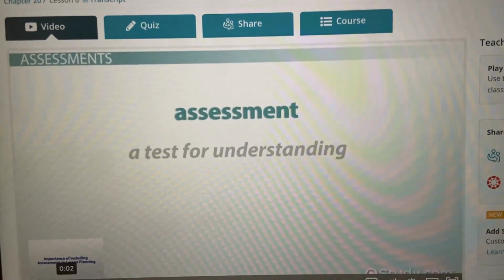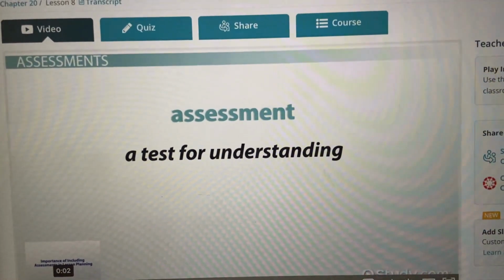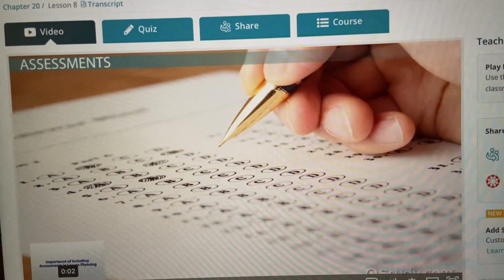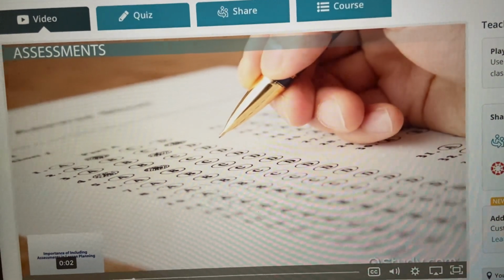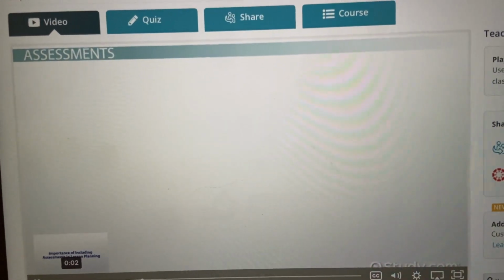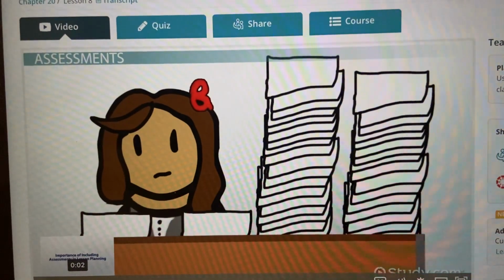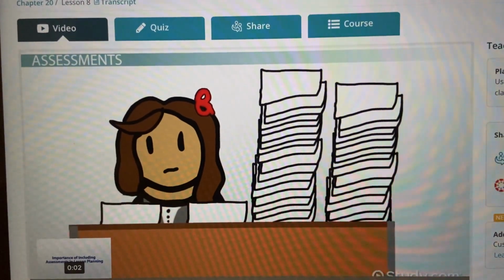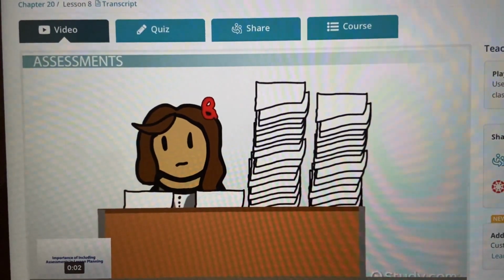An assessment is a test for understanding. As a student, you know the formal assessments that are given as tests. Your grade from the test determines how much you've learned. While this is the most well-known way of giving assessments, you as the teacher now actually have more types of assessments that you can use while teaching.